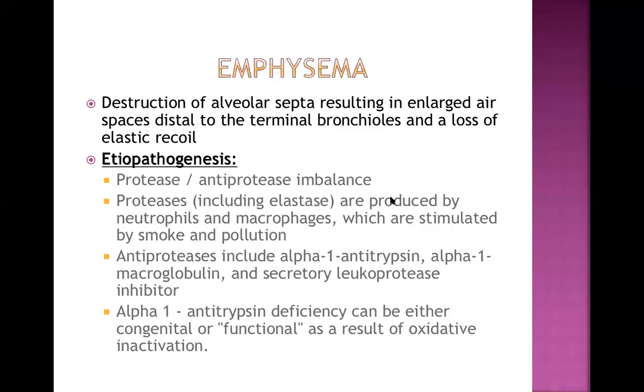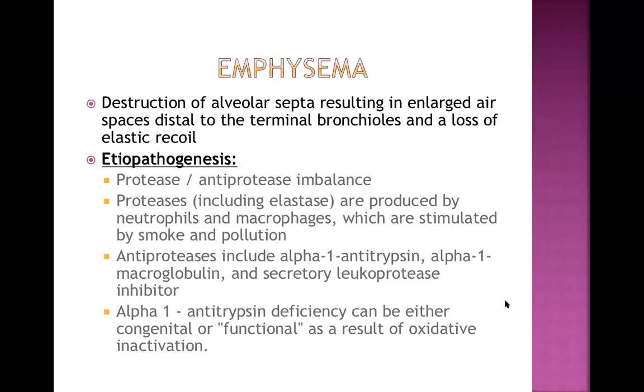Now let's talk about etiopathogenesis. What are the etiology and the pathogenesis in a combined way? There is an imbalance of protease and antiprotease enzymes inside the lung. Protease means proteolytic enzyme. They break down the protein, and antiprotease will antagonize that. So in any organ, both of these should be in balance. But if proteases are more and antiproteases are less, then more proteins would be destroyed, leading to severe damage of that organ.